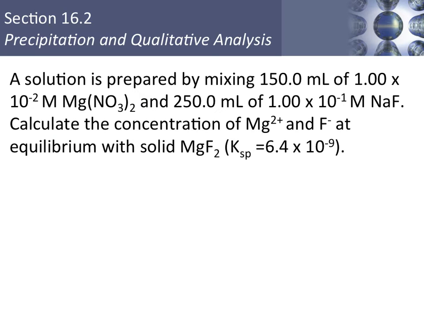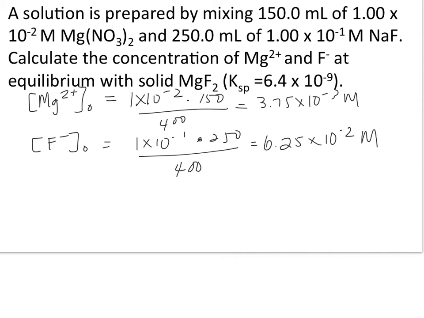Now sometimes we might want to know more than if we get a precipitate or not. Like in this problem, we would like to know the concentration of the magnesium and the fluoride ion at equilibrium. And so this will require a little bit more work. Let's first find the initial concentrations of our reacting ions to calculate Q to see if we get a precipitate. So I used M1V1 equals M2V2 again to solve for the initial concentration of the reacting ions, magnesium and fluoride. And now I can calculate Q.